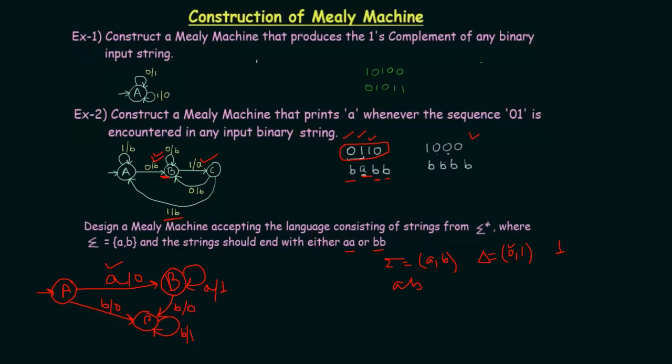Now for C, if I apply alphabet a, it is going back to B. Okay, now here also I cannot put 1 for the same reason. If I put a 1 as output alphabet over here, let's say we are starting from A and we are giving B and then we are giving A. If I put 1, it is going to get accepted for the particular string BA. So that is not acceptable. It is only going to be accepted when there are 2 A's or 2 B's. Okay, that is the particular solution for this particular example.